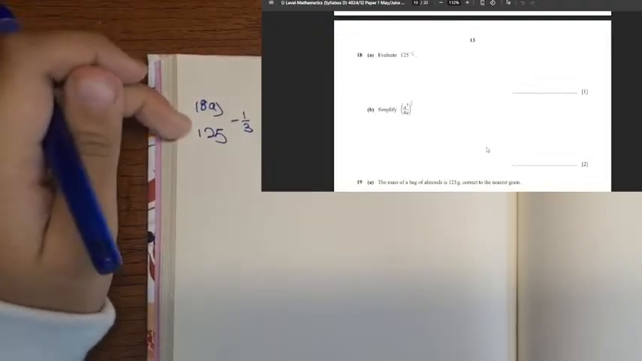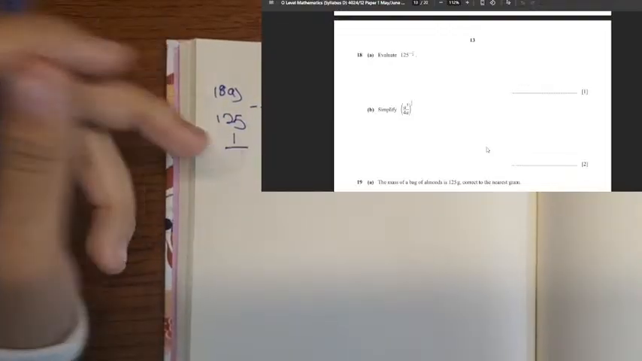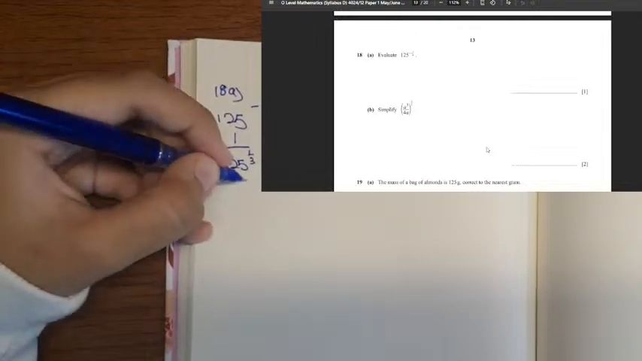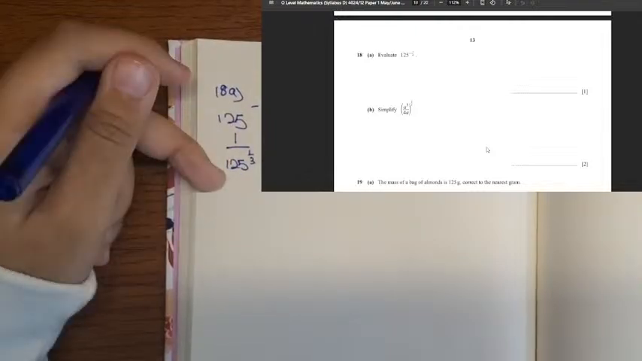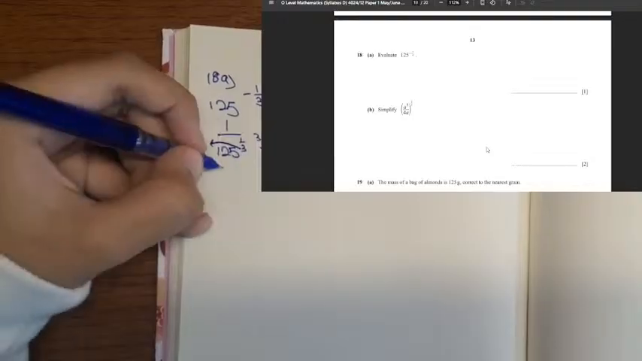The next question we're given is 18a, we need to find 125 to the power of minus 1 upon 3. So let's write this in radical form to help us out a bit more. First of all, the minus power means that we take a reciprocal of it. It becomes 1 upon 125 to the power of 1 upon 3. Now 1 upon 3 can be evaluated in radical form by taking the denominator and moving it over, so it becomes 1 upon the cube root of 125. The cube root of 125 is obviously just 5, so it becomes 1 upon 5.